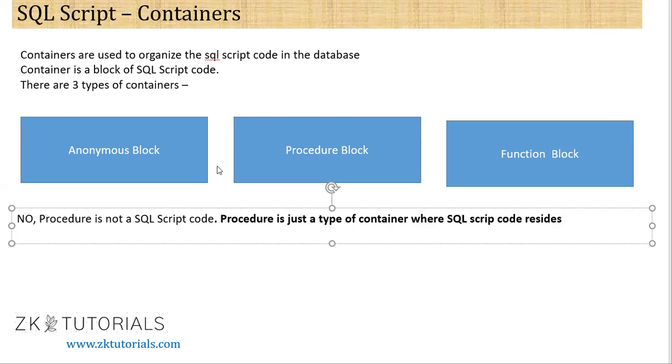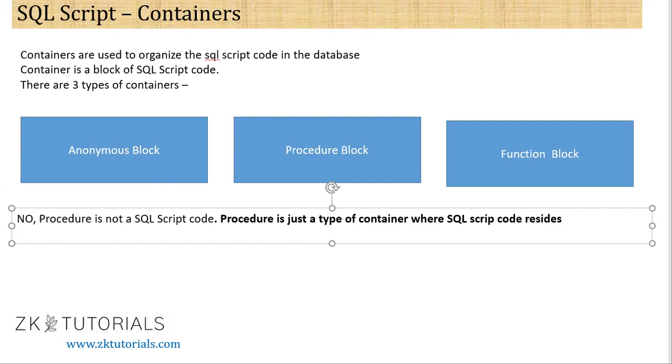The same code can be written inside an anonymous block also. So it's just a container, just like your kitchen. You have a container to store the different stuff. Is this clear, guys? So similarly, there are containers in SAP HANA, these are three types of store.